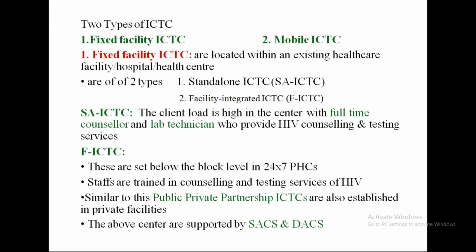So what are the types of ICTC? So there are two different types of ICTC. That is the fixed facility ICTC and second one is mobile ICTC. So fixed facility ICTC are located within an existing healthcare facility, that is hospital or healthcare center, are of two types, that is standalone ICTC and facility integrated ICTC.